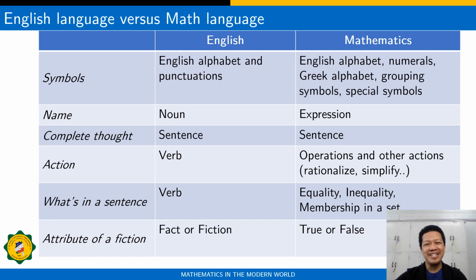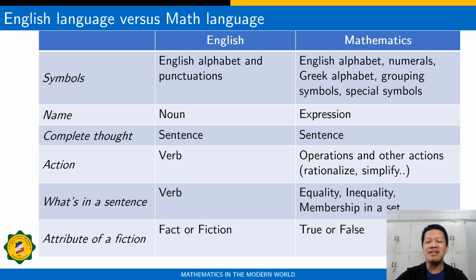Let us compare the English language and the mathematics language. In terms of symbols, the English language has the English alphabet and punctuations. In mathematics, we use the English alphabet A to Z. We have the numerals. We have also the Greek alphabet, alpha to omega. We have the grouping symbols: parentheses, brackets, braces, and many spatial symbols.